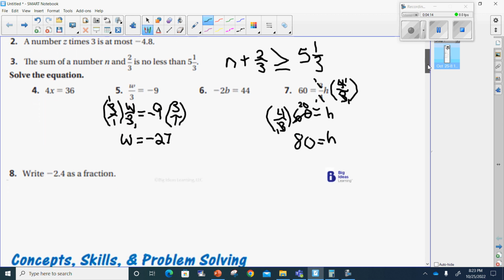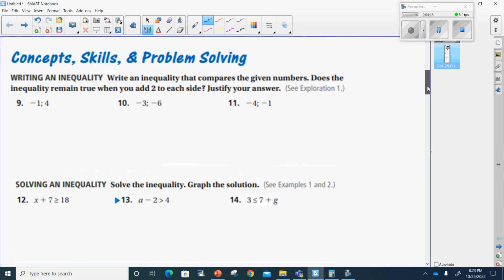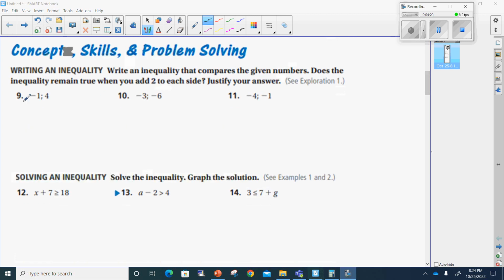All right, let's go down to number 9. This says, write an inequality that compares the given numbers. Does the inequality remain true when you add 2 to each side? Justify your answer. Let's just use any inequality. I could say -1. Well, that's going to be less than 4, right?